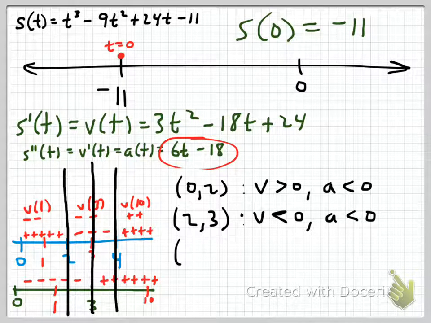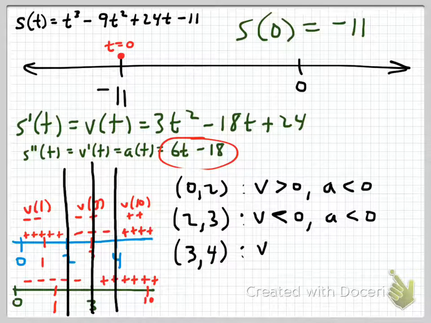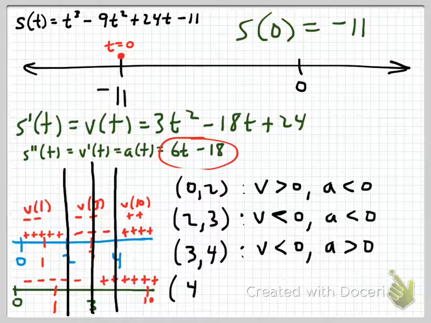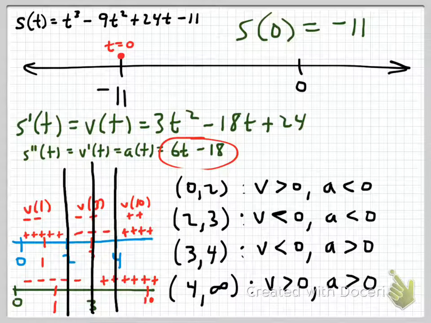Okay, and on the interval from t equals 3 to t equals 4, we can see that the velocity is negative and the acceleration is positive. And then from 4 to infinity, we can see that both the velocity and the acceleration are positive. Okay, so there's our sign chart analysis, but now we just need to interpret what that means.